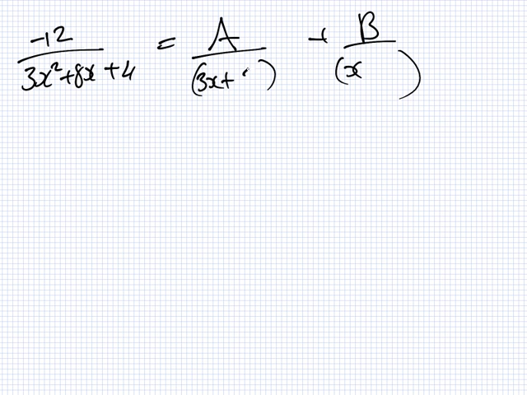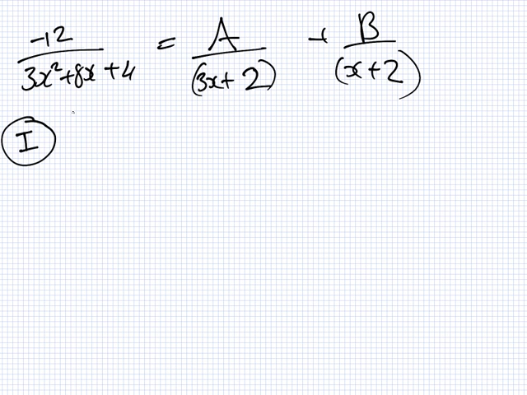Is that going to be it? Yeah, that's going to be it. You can use your calculator to get these. So, how can we find the A and the B? There are 2 ways to do it. Let me show you method 1.